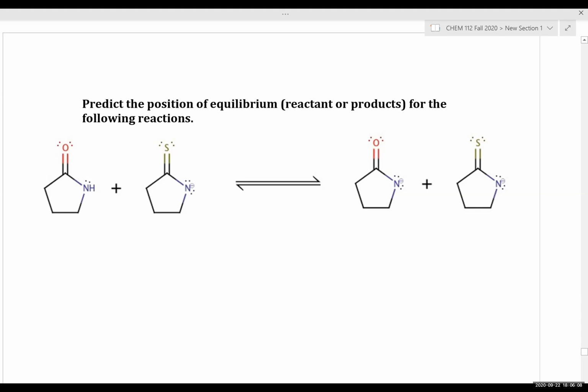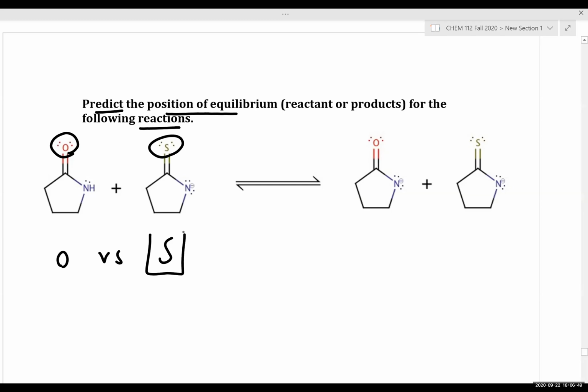So for now, let's look at this first example. We're just asked to predict the position of equilibrium for the following reactions. Now, it's important, rather than just going straight to the pKa table, things may not show up in the pKa table. So your goal is to think, what is different? And the main thing that's different is this entire comparison essentially boils down to oxygen versus sulfur. And which of these atoms has a larger atom effect? Which of these atoms can more effectively stabilize an anion?